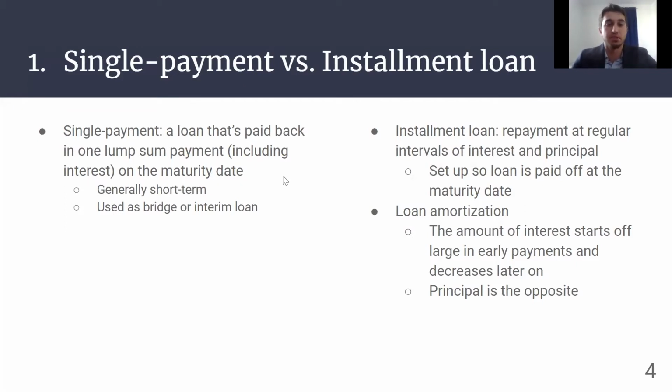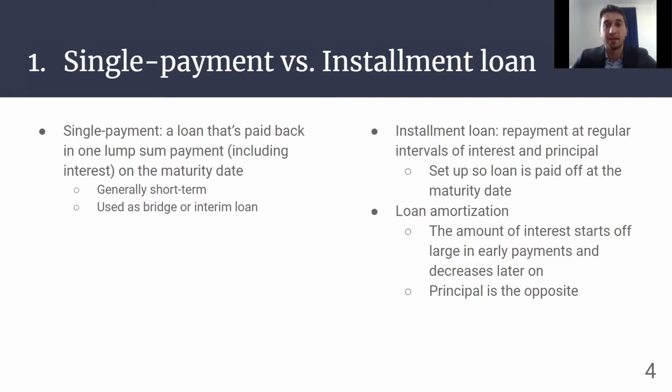So the first thing to consider is the repayment style. There's two options here. The first is single payment. This is where you borrow money today and you pay it back later in one lump sum, including interest. It's usually used for short term so that it's less risky. And sometimes people call it bridge or interim loans because they're used until longer term or additional financing is found. For example, if you're building a house and you just need some short-term financing to get you up until the sale of the house, then you might get an interim loan.